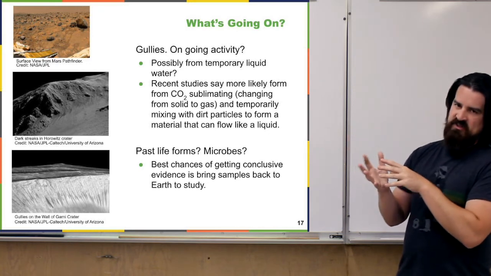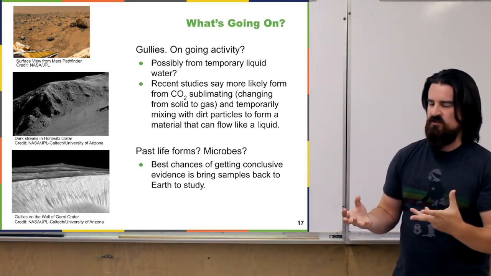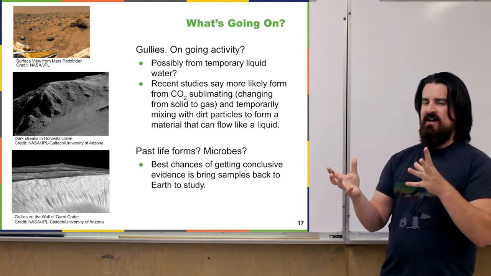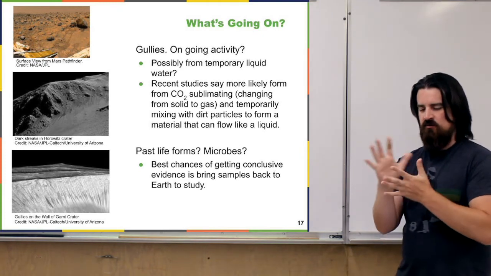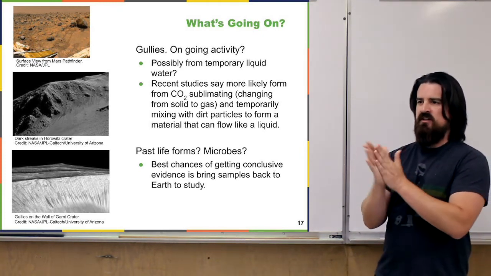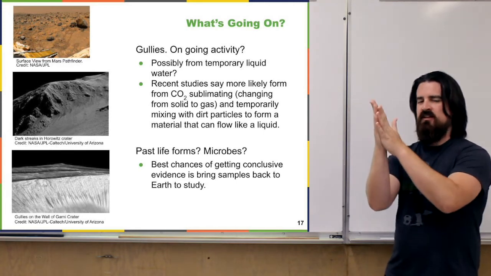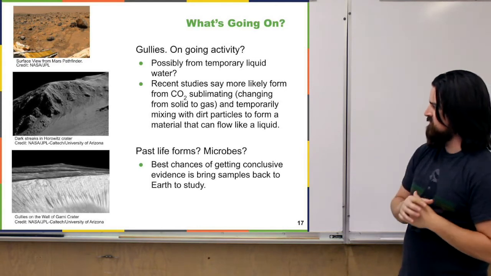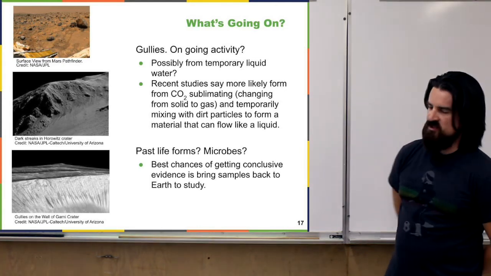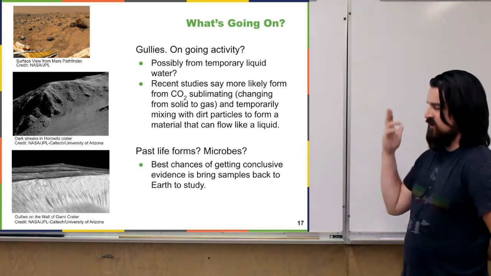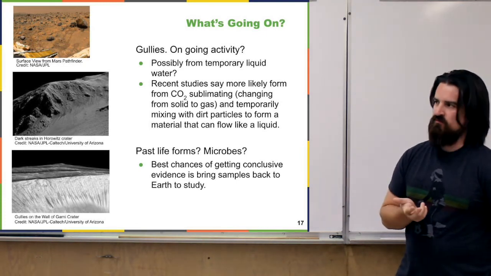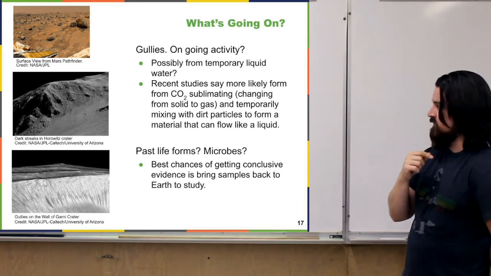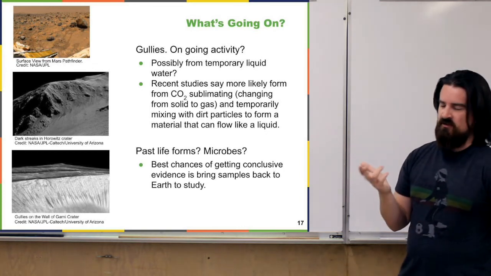So the idea here is that there's dry ice underneath the soil, and when it gets warmed up enough, it sublimates, it becomes a gas, and that gas temporarily mixes with some of the dirt and almost acts like a liquid, and then it's able to run down the slopes a little bit and start to form these gullies that we see. That's the thought now, at least. But that's not to say that we're not still pretty sure, or we know, that there is water ice in places like the poles, and it does definitely seem like there was liquid water at some point. It's just too cold now for that water to not be a solid anymore.